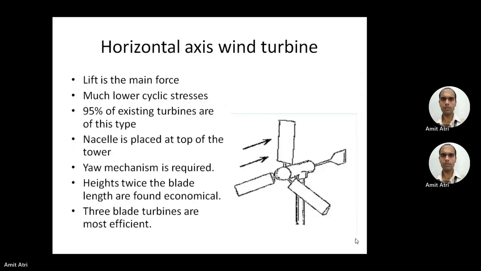Now comparing it with the horizontal axis wind turbine, which we studied in the beginning. Here lift is the main force; drag is not there. Cyclic stresses are less. Most commonly this type, the horizontal axis turbine, is used, approximately 95% of turbines. The nacelle is placed at the top of the tower, as we have seen in construction and working, with the generator and mechanism. The yaw mechanism is required here; we need to rotate or steer the upper part, the body, as per the wind direction. A height of twice the blade length is found economical. The more the height, the better our wind turbine. And most commonly, most efficiently, 3-blade turbines are being used.